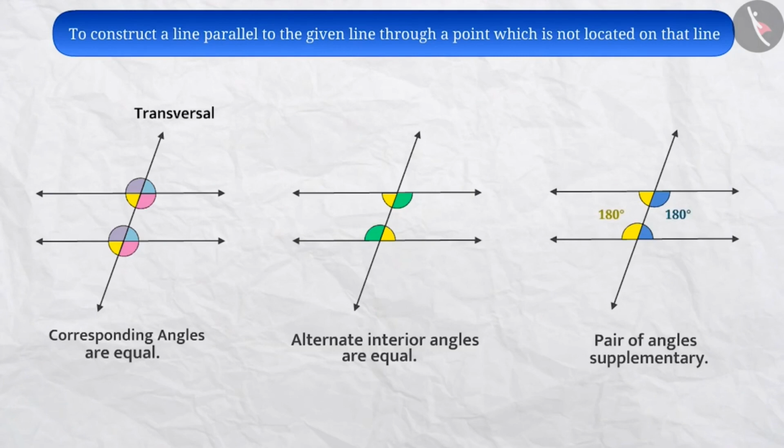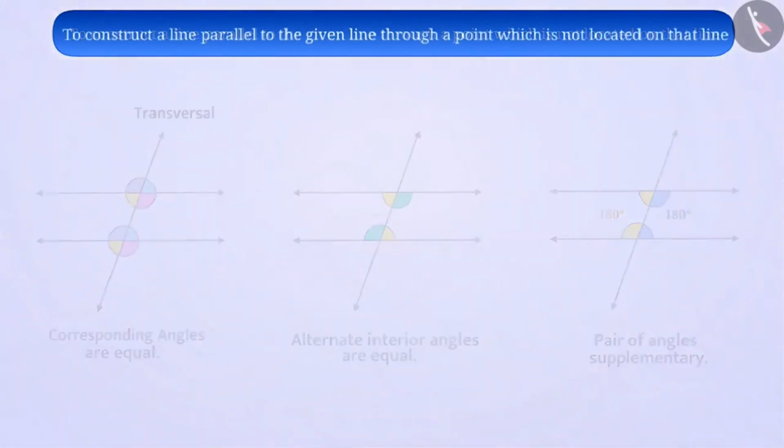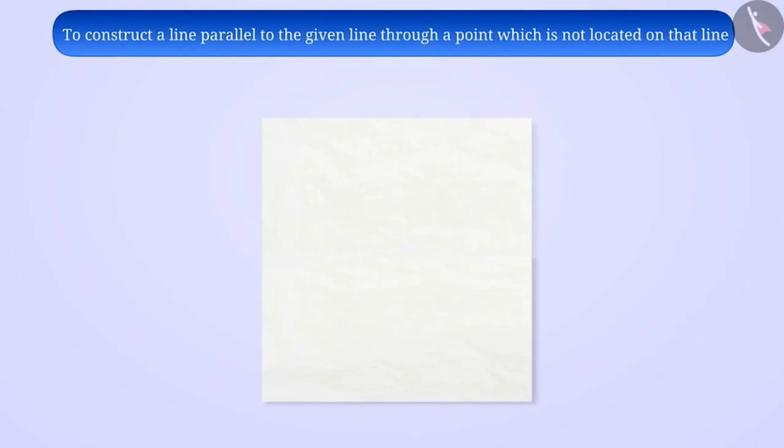With this understanding, today we will learn how to construct a line parallel to a given line through a point not on the line. Let us begin with an activity. First, take a sheet of paper. Make a fold. This fold represents a line M. Suppose we have to draw a line parallel to the line M from a point P marked outside M.